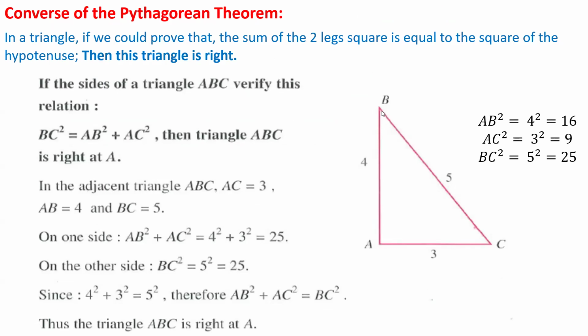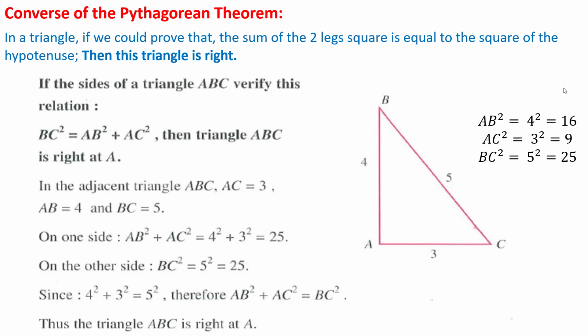So I will be given any triangle ABC. They didn't say it is right. I'm given AB, AC, and BC. So I have the length of the three sides. I should prove that the triangle ABC is right at A. Then I should find AB squared, which is 4 squared, which is 16. AC squared, which is 3 squared, it's 9. And BC squared, which is 5 squared, equals 25.